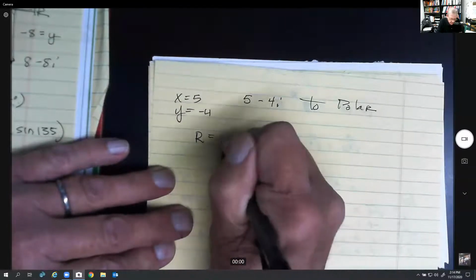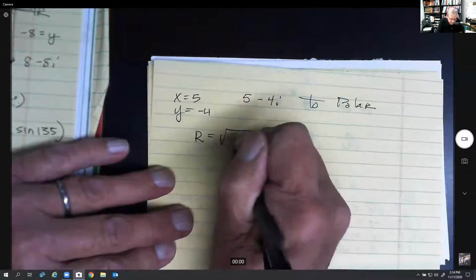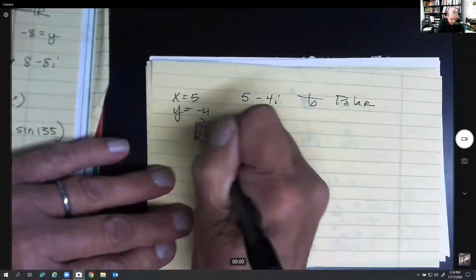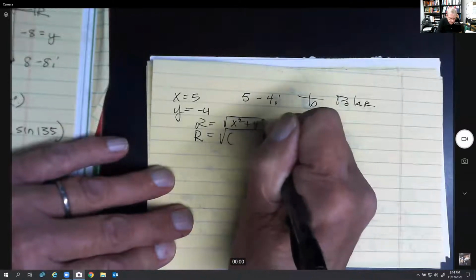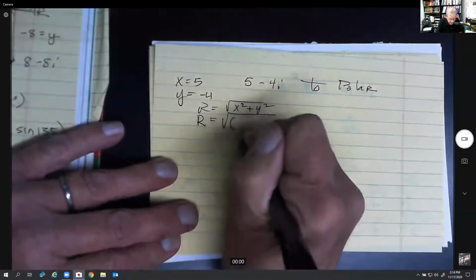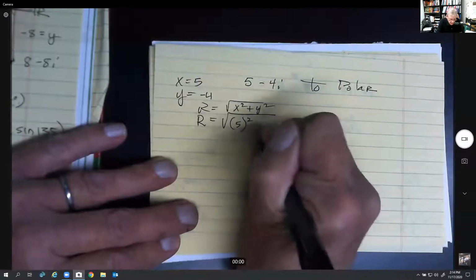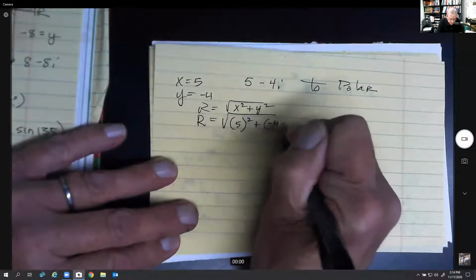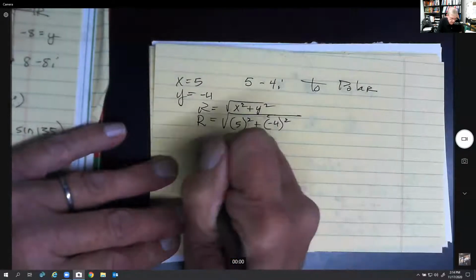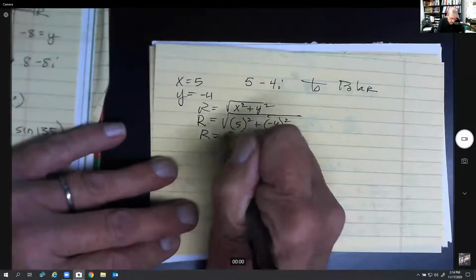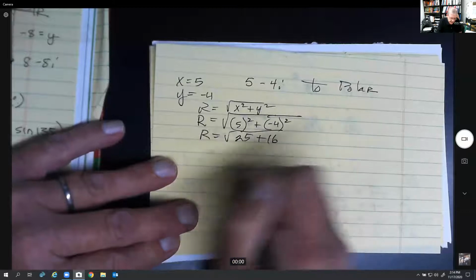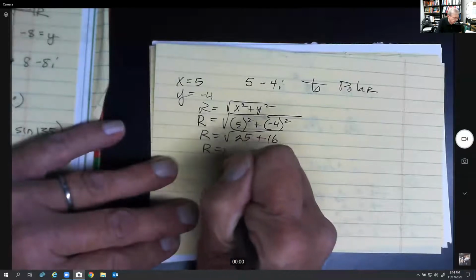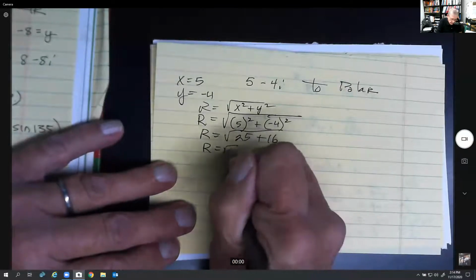r is equal to the square root of x squared plus y squared. I'll just write it up here. r equals x squared plus y squared, under the square root. So r looks like it's going to be the square root of 25 plus 16. r is the square root of 41. That's what I come up with.